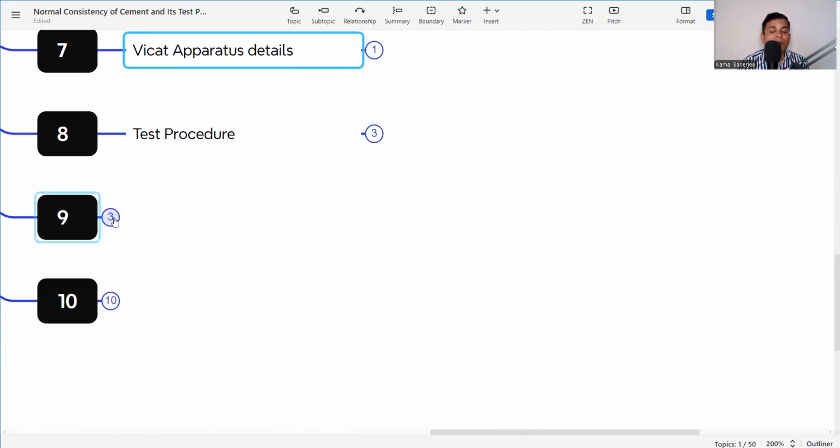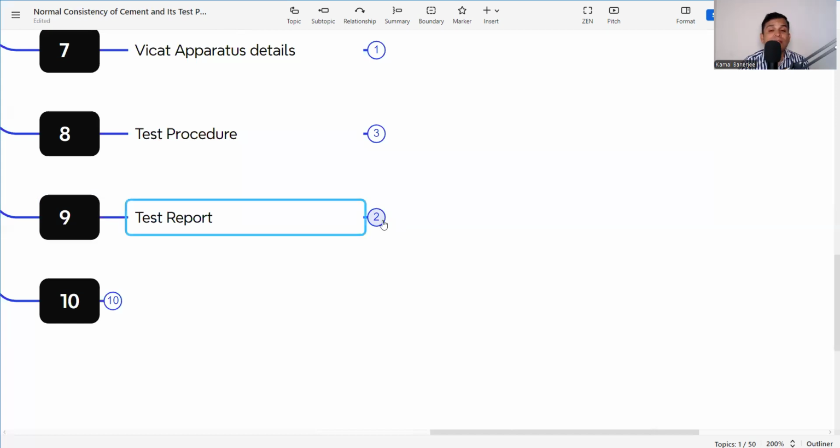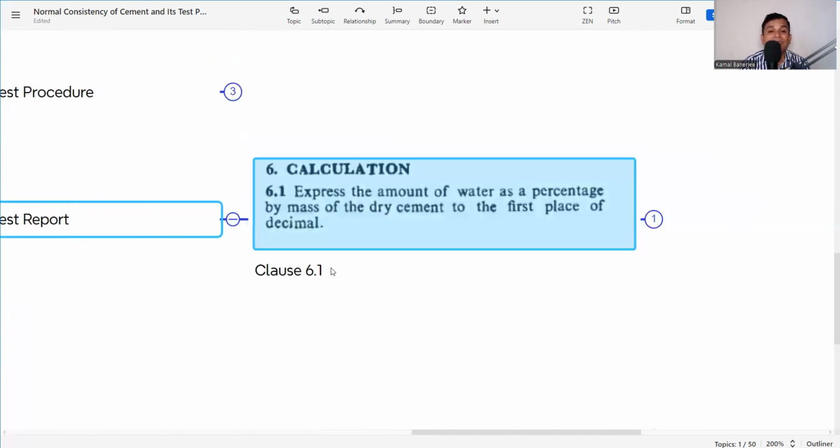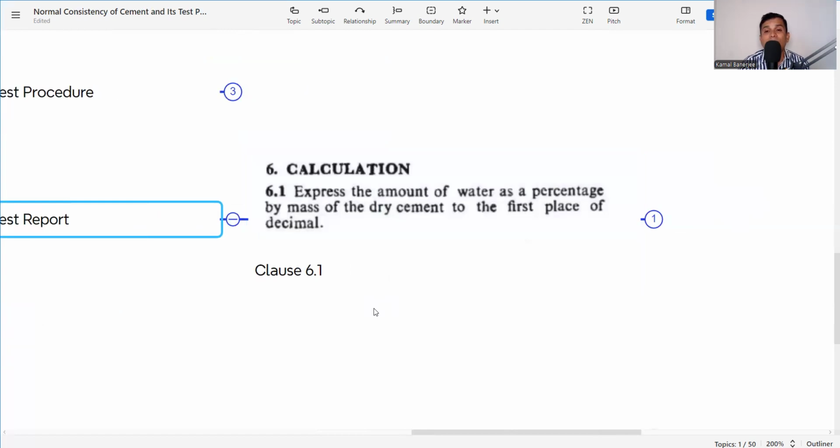Now we need to know what the test report is. How can we say what the test report is? It is calculation. It says express the amount of water as a percentage by mass of the dry cement to the first place of the decimal. That means it should be expressed as a percentage. So water may be 25%, 26%, 27%.